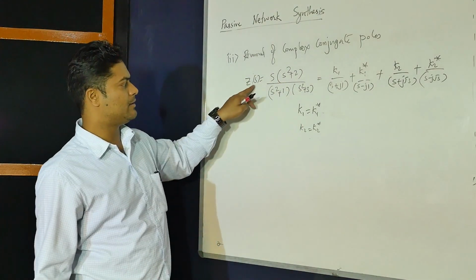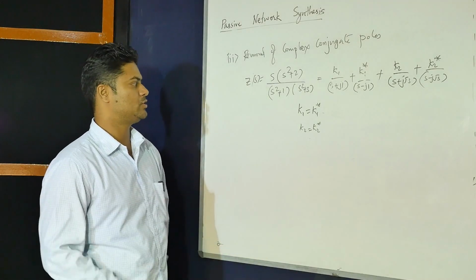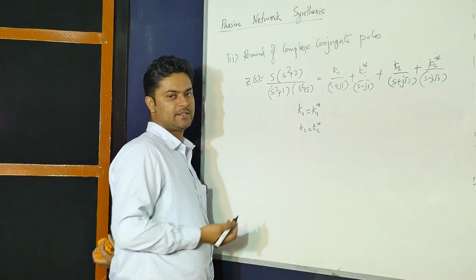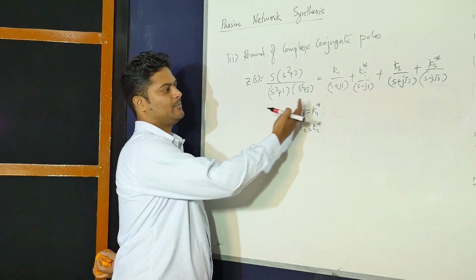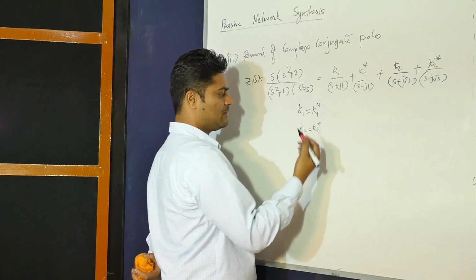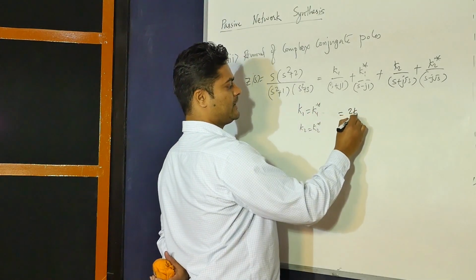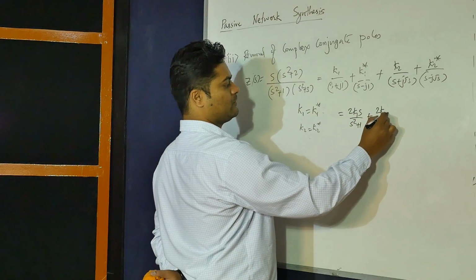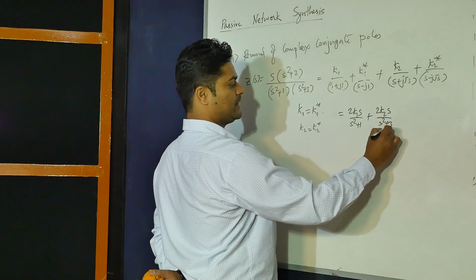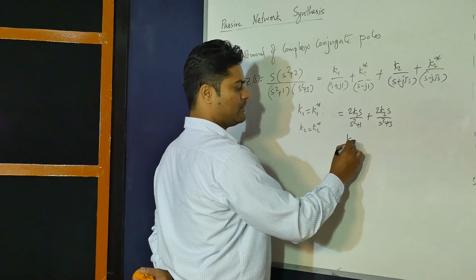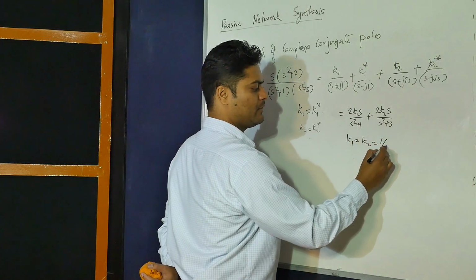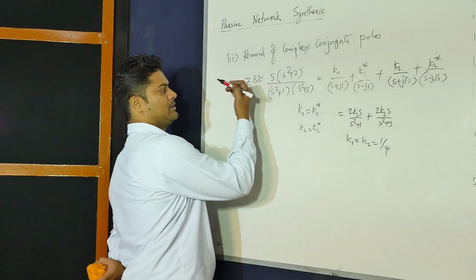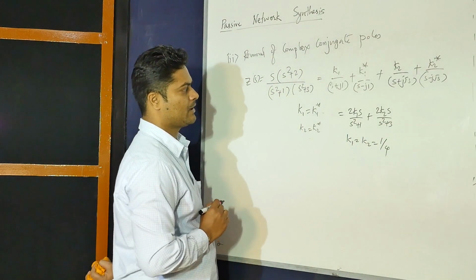If I have the same problem, z of s is equal to s into s square plus 2 divided by s square plus 1, and we need to synthesize the network, we have to remove complex conjugate poles. Everything goes same, 2k1s by s square plus 1, 2k2s by s square plus 3, and we know that k1, k2 will be 1 by 4 itself, what we have seen in the previous problem, the same problem, but right now here it is z of s.